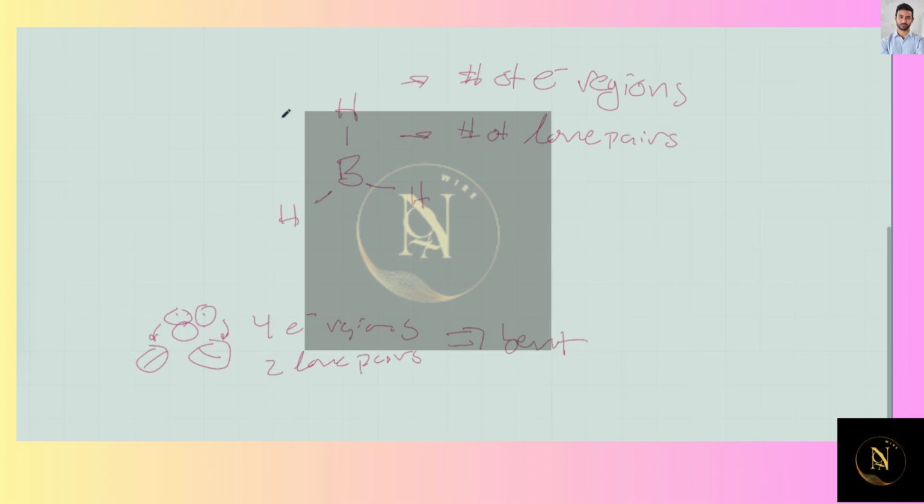Okay, so just, in this case, we have no lone pairs, right? So we're basically just looking at electron regions. There's 0 lone pairs to change it after the fact. So whenever we have 3 electron regions and 0 lone pairs, we get trigonal planar geometry.